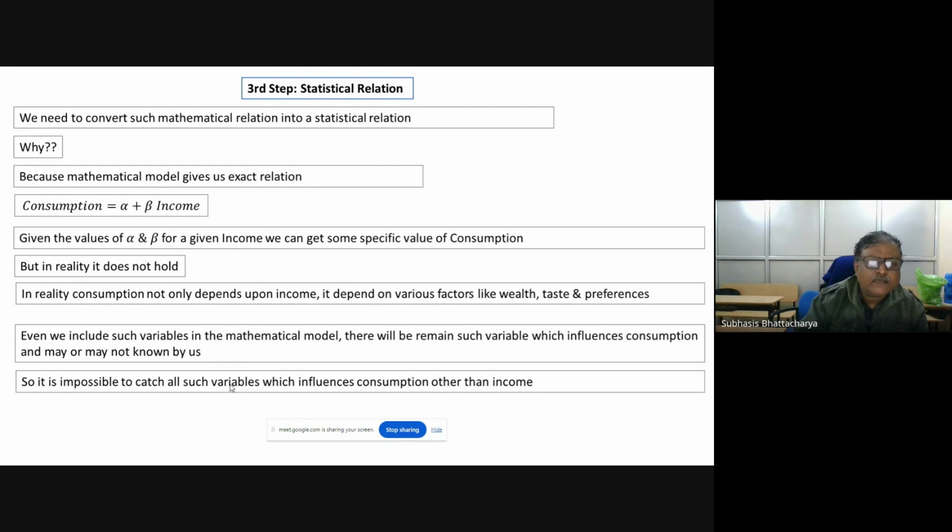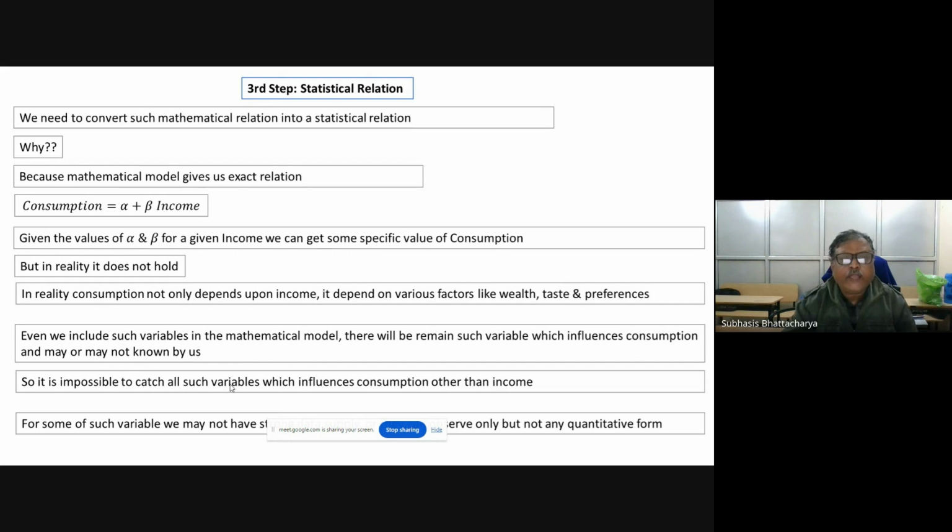So how is it? Otherwise, if you follow the mathematical relationship, that is, consumption is equal to alpha plus beta income, you know that it is not true, because there are so many other variables. We have some ideas like wealth, taste and preferences, but there may be some factors which we have no ideas about.